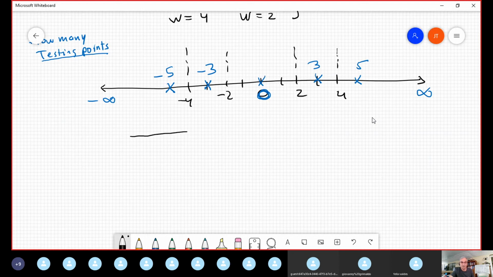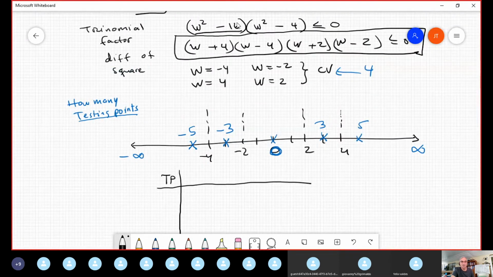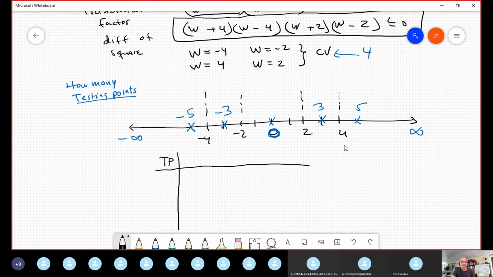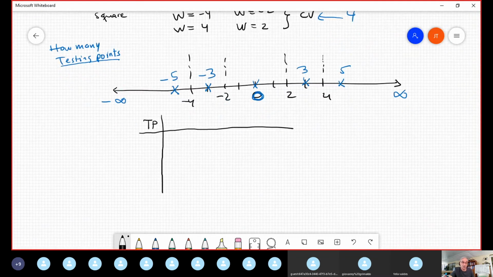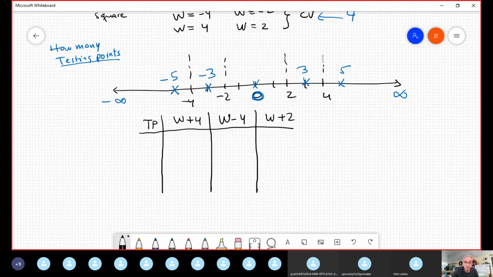Let's try to organize the table. Guys, are you aware that this method is relatively easy compared with another classical method? It contains one part of algebra, one part of graph, and one table. So when you solve this in your test, I need to see everything. Okay, so I copy the factors. The factors are W plus 4, W minus 4, W plus 2, W minus 2. And the last column is the total.